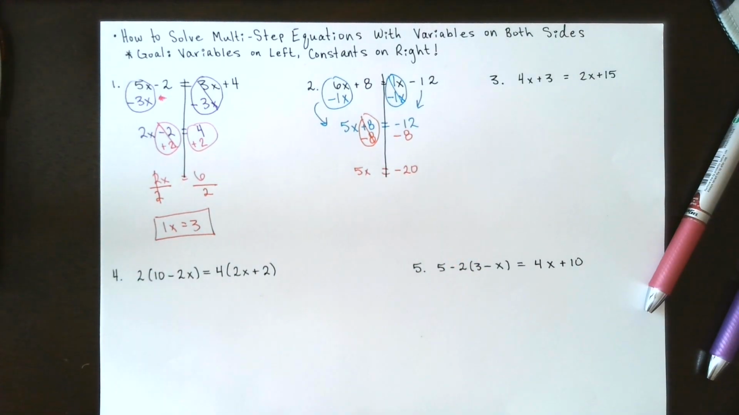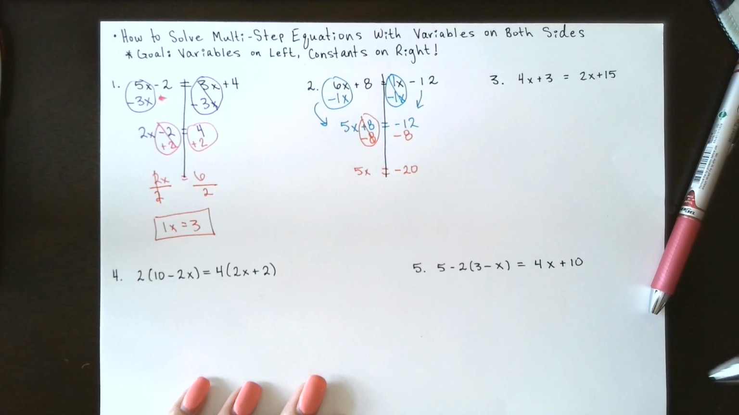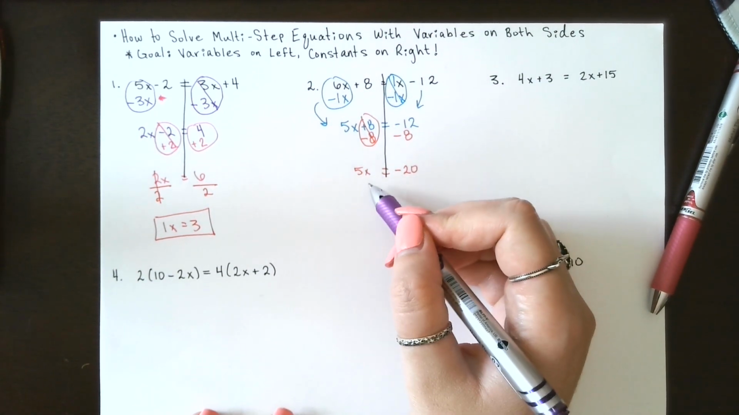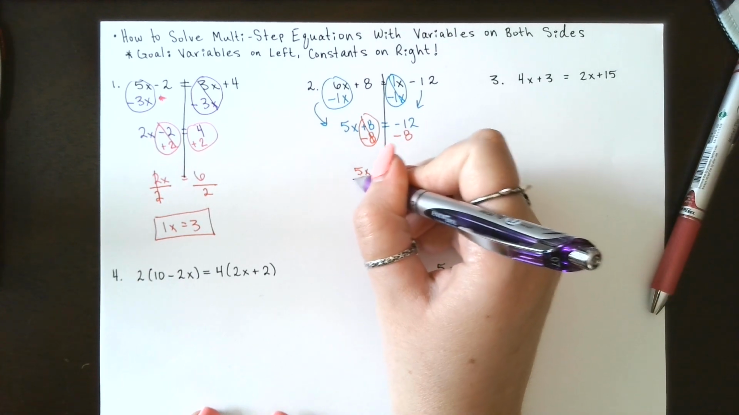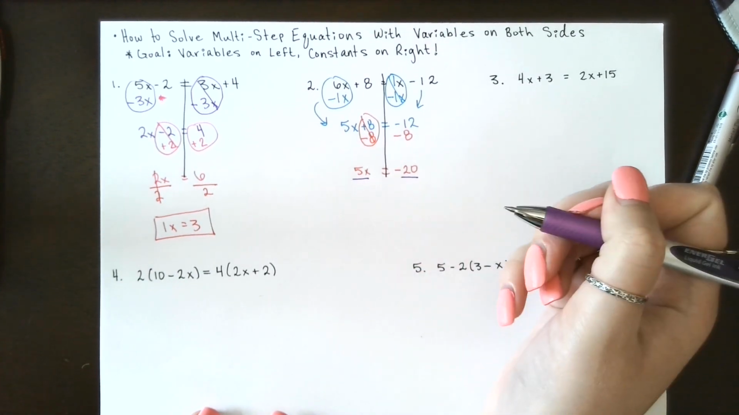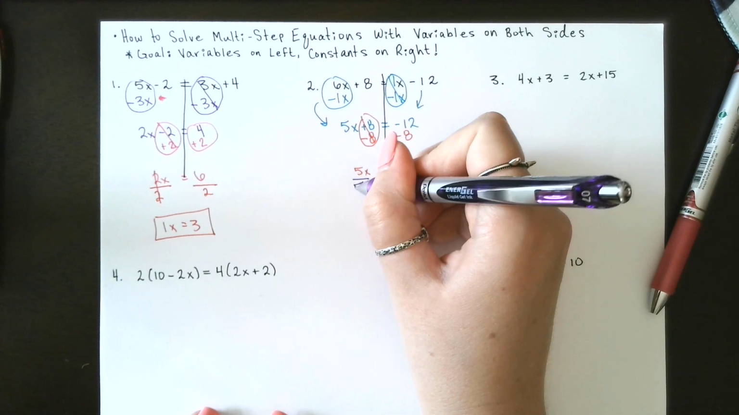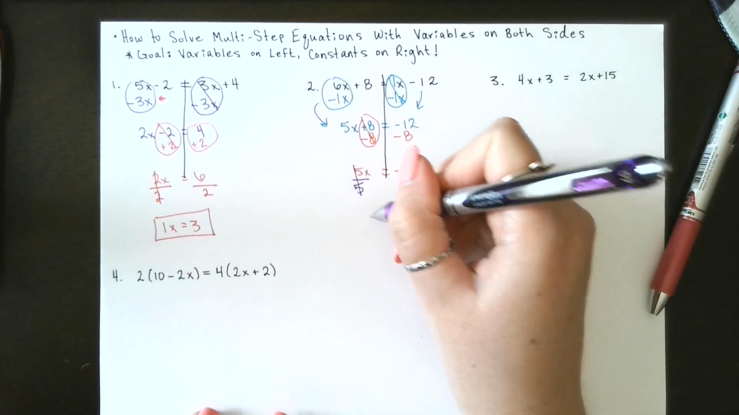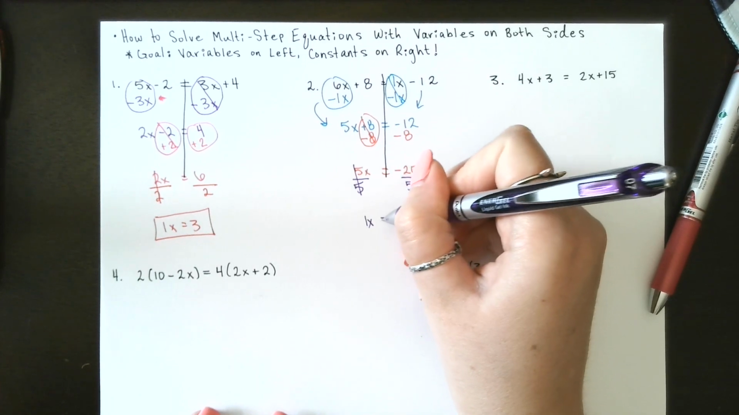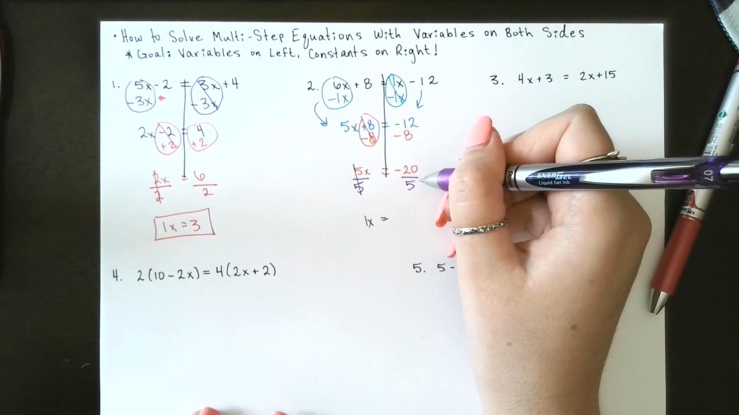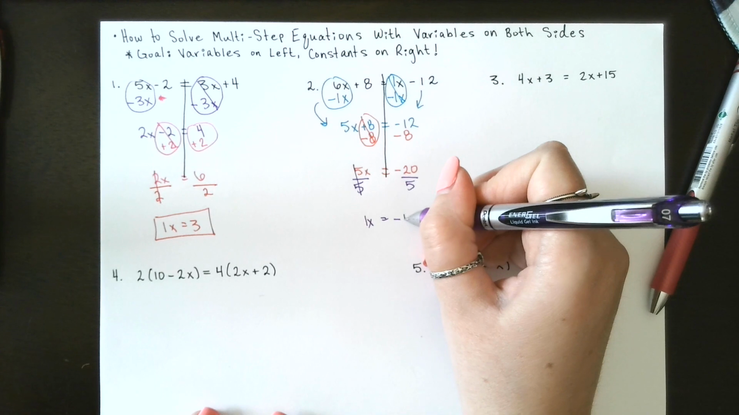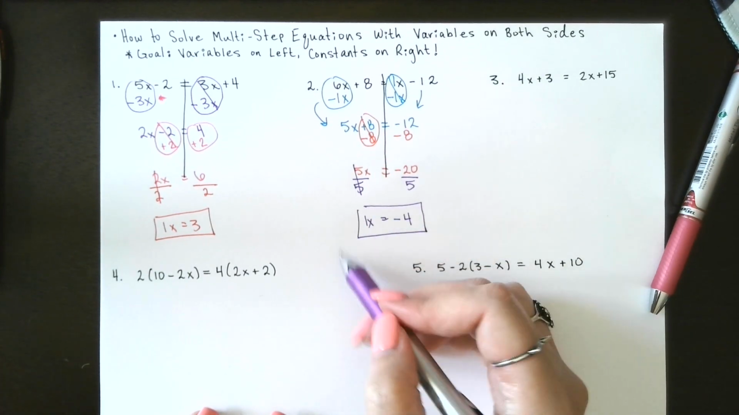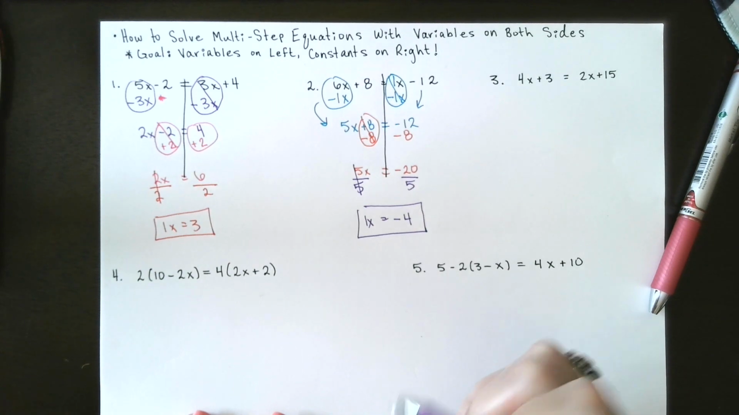Now we're not done quite yet, because I still have a number stuck to my x. Well, since they're stuck, they're being multiplied, so I will divide, which is the opposite of multiplication, and I'm going to divide by 5, because that's the number I'm trying to get rid of. Doing so, I get 1x equals negative 20 divided by 5, which is negative 4. Now that x is by itself, we are done with this problem.